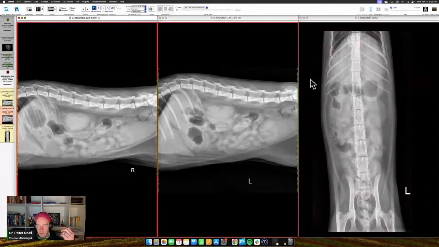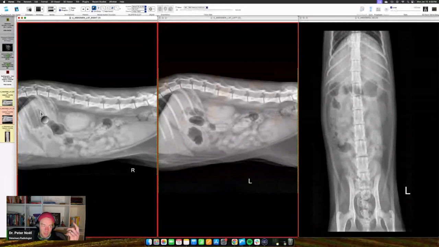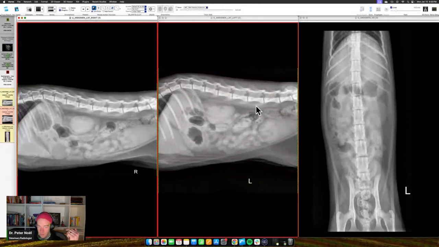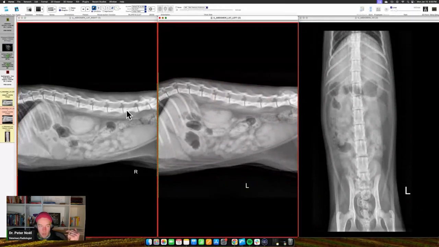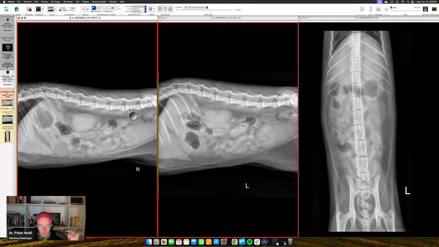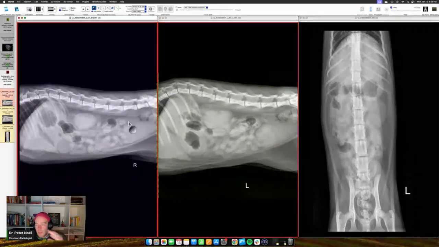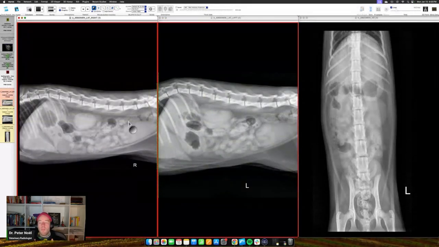Then you put the cat on the right side, and all this fluid goes down here. The pyloric and body, which is now down here, fills up with fluid, and you've got a gas cap that sits up in the fundus, which is now over here. So you've got gas. The stomach I would describe as moderately distended with a combination of fluid and gas. The pylorus is gas distended on the left lateral view, which is normal.